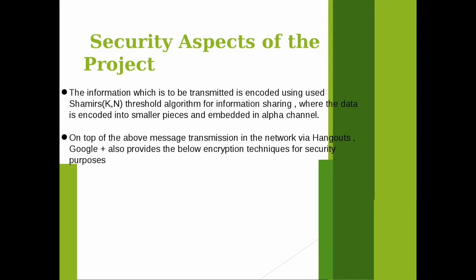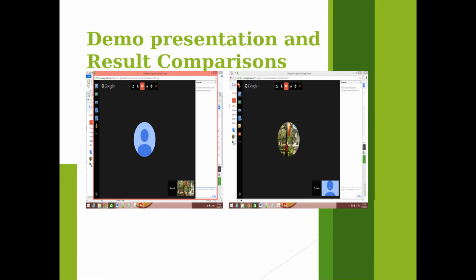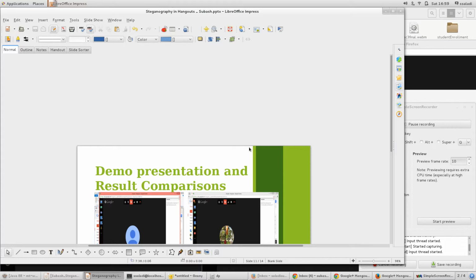And for the security aspects, based on the Shamir's threshold algorithm that we are using, it produces coefficients that act as the carriers for the hidden data, so the hidden data is not clearly visible to an intruder. On top of this, we also have the Google Plus Hangouts encryption techniques for higher security. So let me show you a brief demo of how this application works.